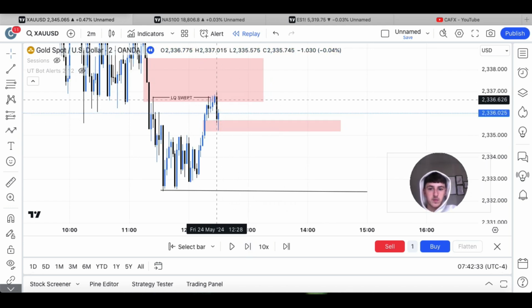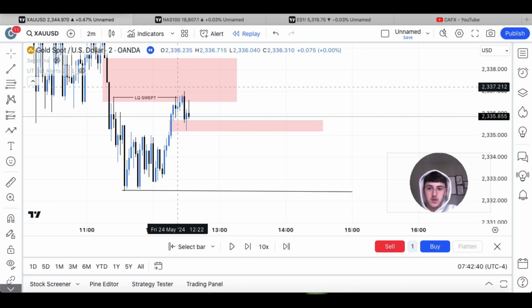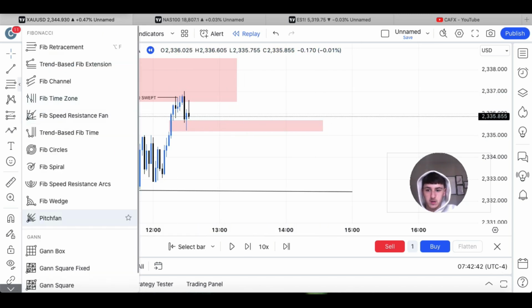So as you can see, we come down, tap into the bullish fair value gap, and we get a bounce. So this is a buying trap. So this is a buyer's trap. So people are now going to be opening long positions.